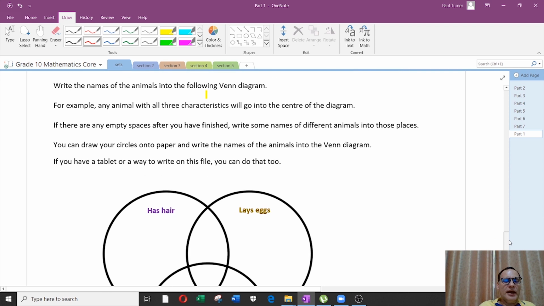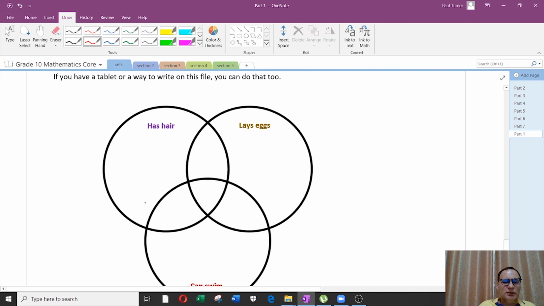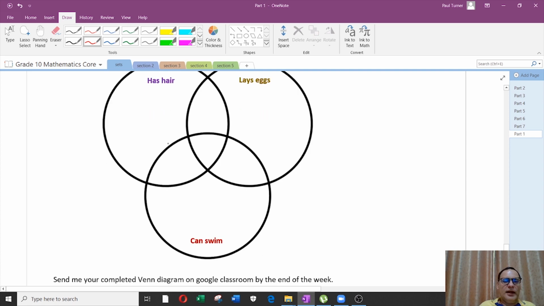So has hair and can swim. Has hair and can swim. So humans have to go in here. They don't lay eggs, so you don't put humans here. Only animals that have all three characteristics go in the middle.